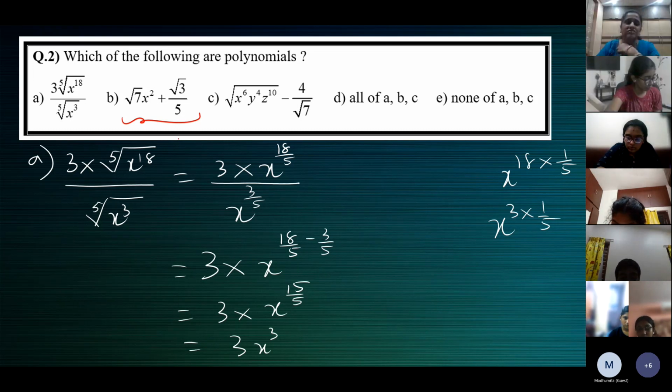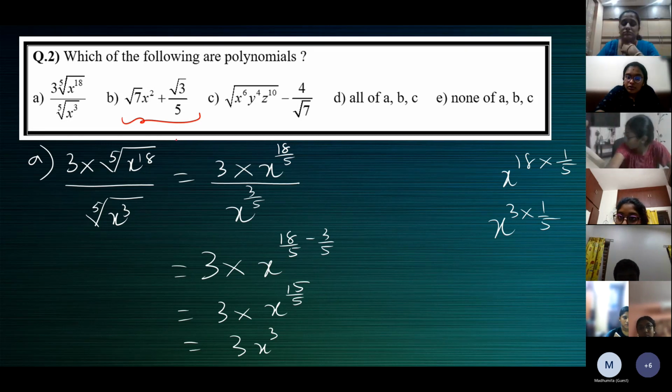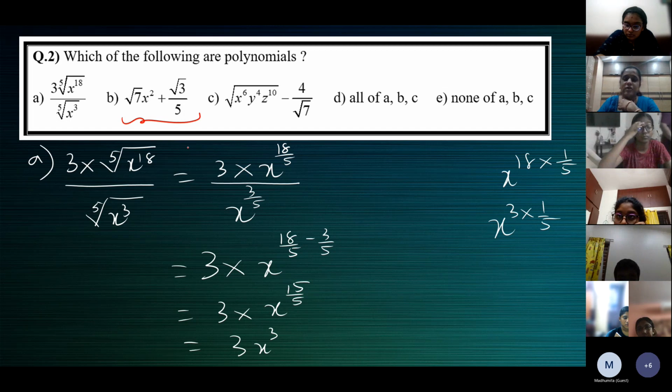So Danya, you say it's not a polynomial. Tell me the variable involved in the expression. X is the only variable, ma'am. What's the power of the variable? 2, ma'am. Is it a whole number? Yes, ma'am, it's a whole number. Then it is a polynomial.